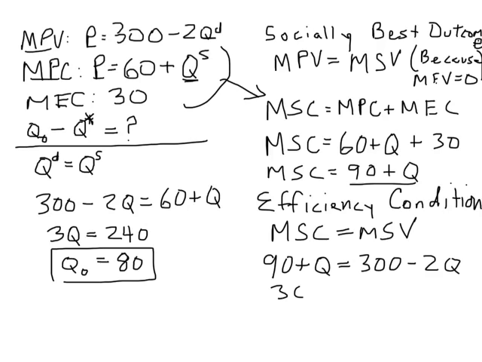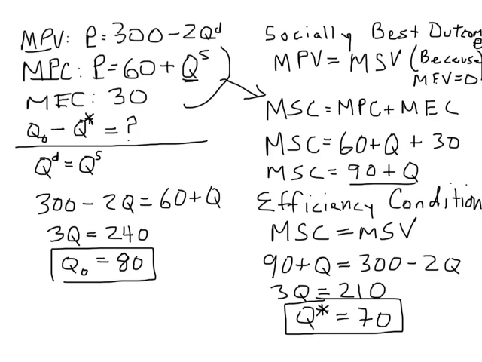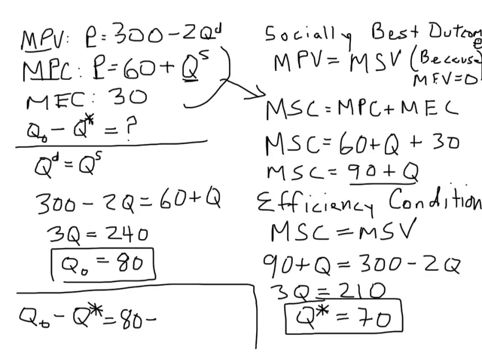And we end up with 3Q equals 270 once we subtract 90 and add 2Q. And I'm talking and writing at the same time. Obviously, when we subtract 90 from 300, we get 210. So Q star equals 210 divided by 3, that is 70. Square that off. And our answer, I'm going to put our answer in this last open space. Q naught minus Q star is equal to 80 minus 70 equals 10.